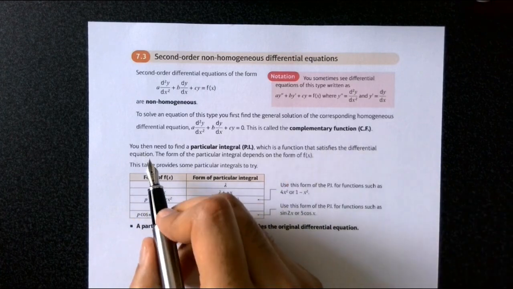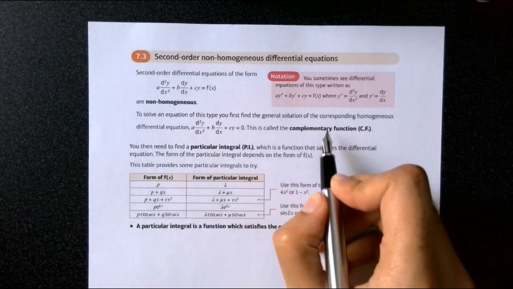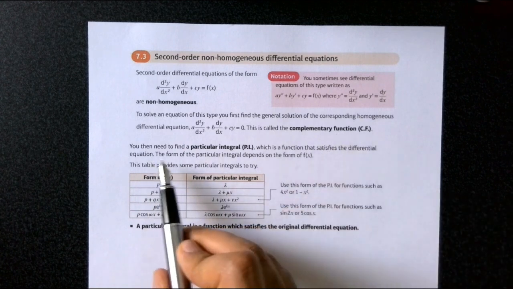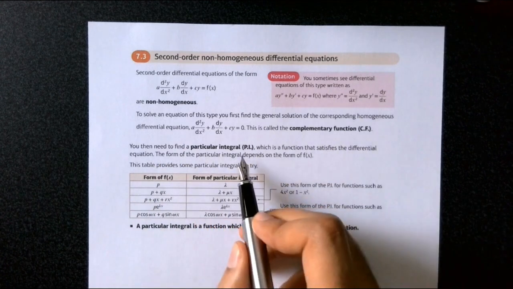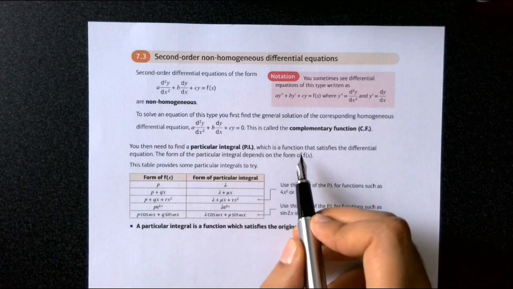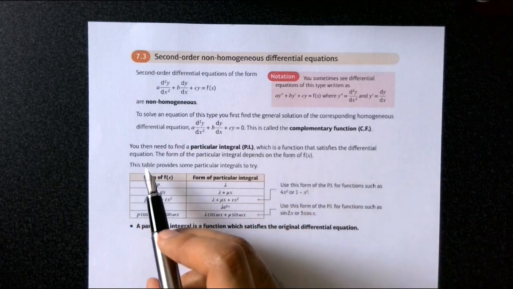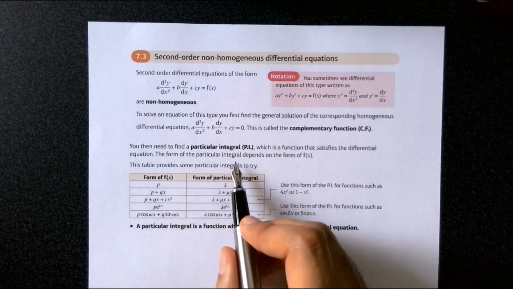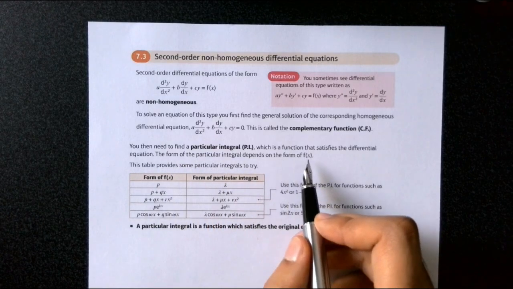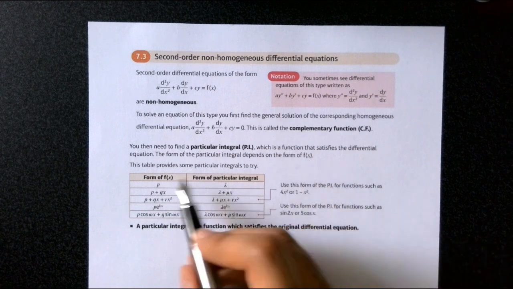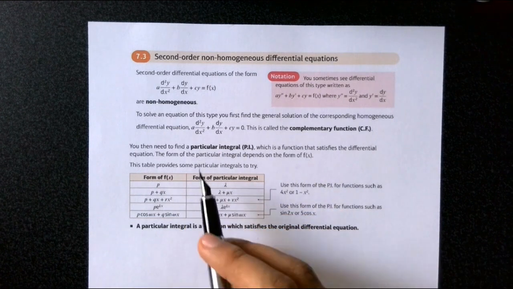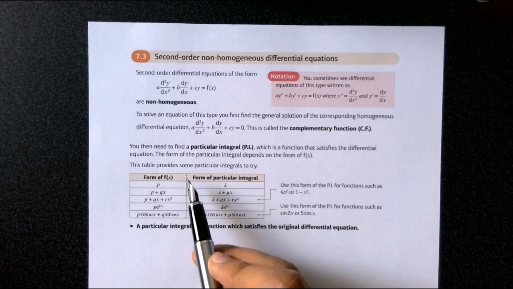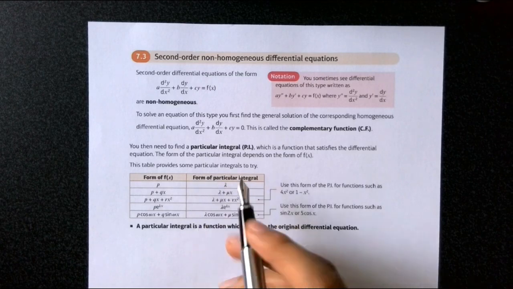And once we have found the complementary function, you then need to find a particular integral, PI, which is a function that satisfies the differential equation. The form of the particular integral depends on the form of f of x. And we've got this table over here, which provides some particular integrals to try.